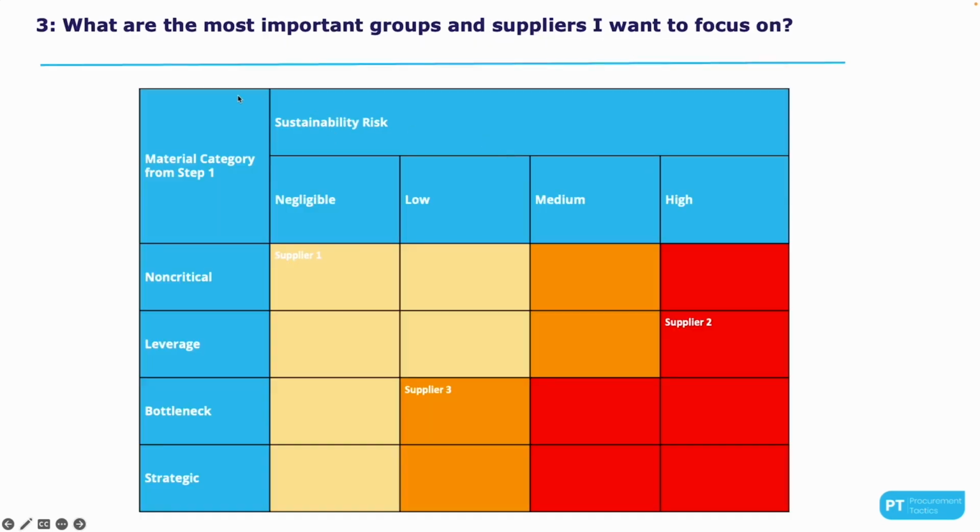Then, number 3, what are the most important groups and suppliers I want to focus on? This is just a reference slide. You already worked on this in lesson 2.5, so it should be all clear, but it's very important to include in your sustainable procurement strategy because this will help you in prioritizing.